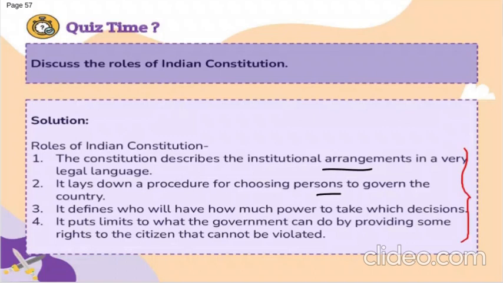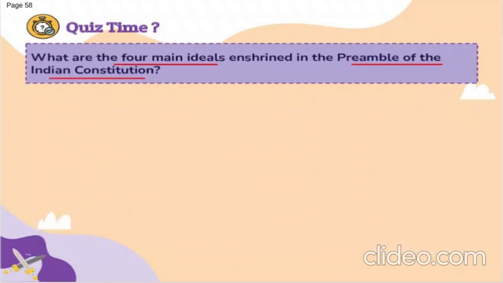It puts a limit on what the government can do by providing some rights to citizens that cannot be violated. There are fundamental rights given to the citizens which the government also cannot violate. So the normal citizen cannot violate them, and not even the government can. So these are some of the roles given.